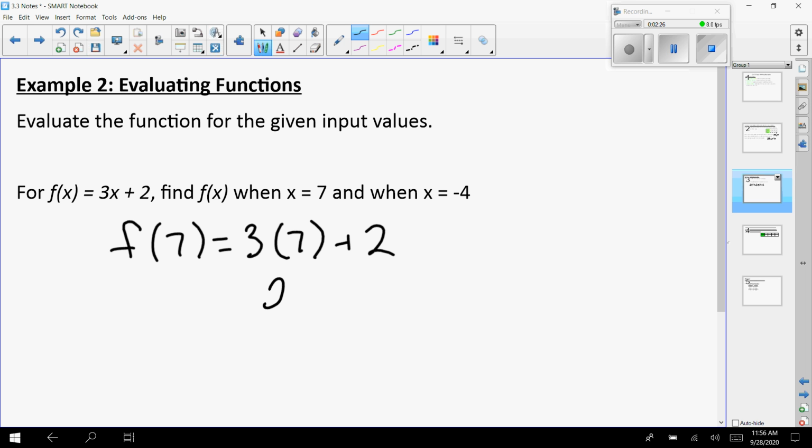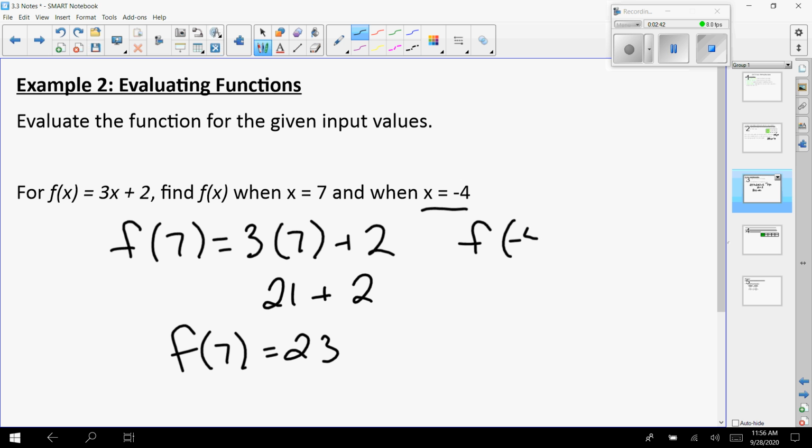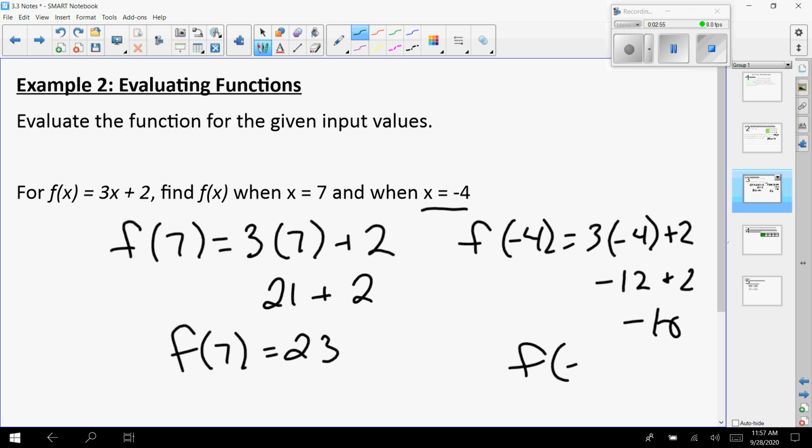3 times 7 is 21, plus 2 gives us 23. So f of 7 equals 23. We again, for the second one, put negative 4 in place of our x. So f of negative 4 equals 3 times negative 4 plus 2, which is negative 12, plus 2, which is negative 10. So f of negative 4 equals negative 10.